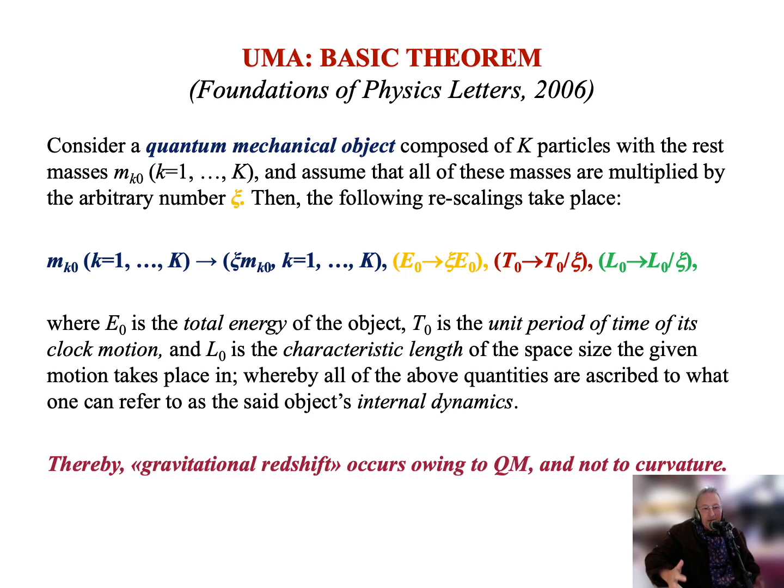Thus, the gravitational redshift occurs owing to quantum mechanics in our approach, and as we are going to see, the same occurrence takes place in the atomistic world as well. Let me explain this just a little bit. So, the gravitational redshift means that the energy emitted by an object bound to a gravitational object, such as the sun, such as a star, is redshifted, meaning it's weakened.